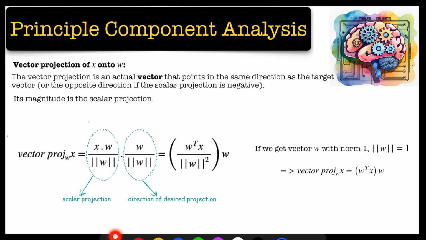Now if we take vector W with norm 1, then norm of W is 1. So the vector projection of X onto W will be W transpose X times W, since this part is 1. Because we want to find out W, we are assuming norm of W is 1. Then we get a simplified equation of the vector projection.